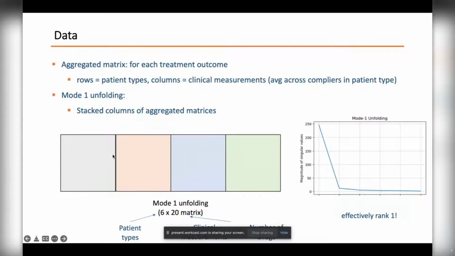And now what we'll do is we'll just stack these things together. And for computing the spectrum, I'm going to utilize all data just to understand the structure in the data itself. And what we find is that when we stack all of these things, for the whole stacked matrix, 6 patient types and now 20, because 5 measurements per drug times 4 is 20, this matrix is rank 1. So it's quite remarkable. That means that all of these matrices are actually sharing the same subspace.